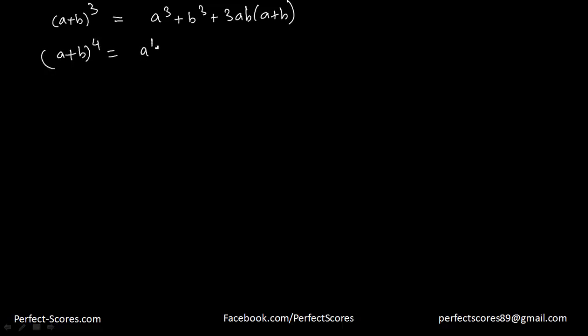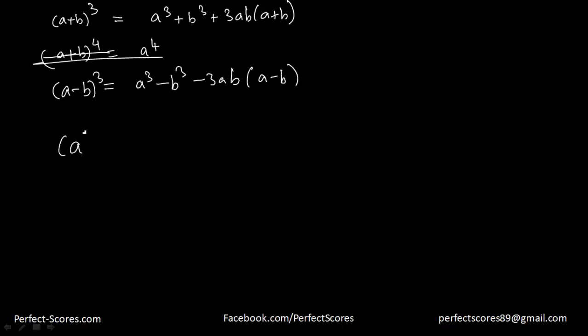Now the next thing that you need to know is a little bit of simplification. That is, what is (a plus b) raised to the power 3? (a plus b) cubed is going to be equal to a cube plus b cube plus 3ab into (a plus b), and (a minus b) raised to the power 3 is going to be a cube minus b cube minus 3ab into (a minus b).